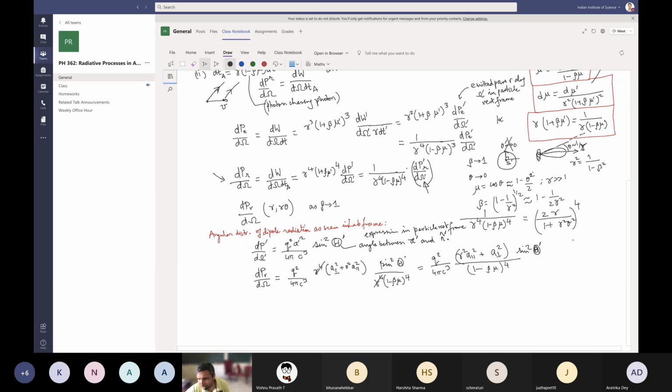Okay, now what is this theta prime? So let's see, this is, say, your velocity, and let's say this is your acceleration in the particle rest frame, and this is some n hat. So all these three vectors need not lie in a plane. So this is your angle between the acceleration and the direction of the photon that you're considering. Okay.